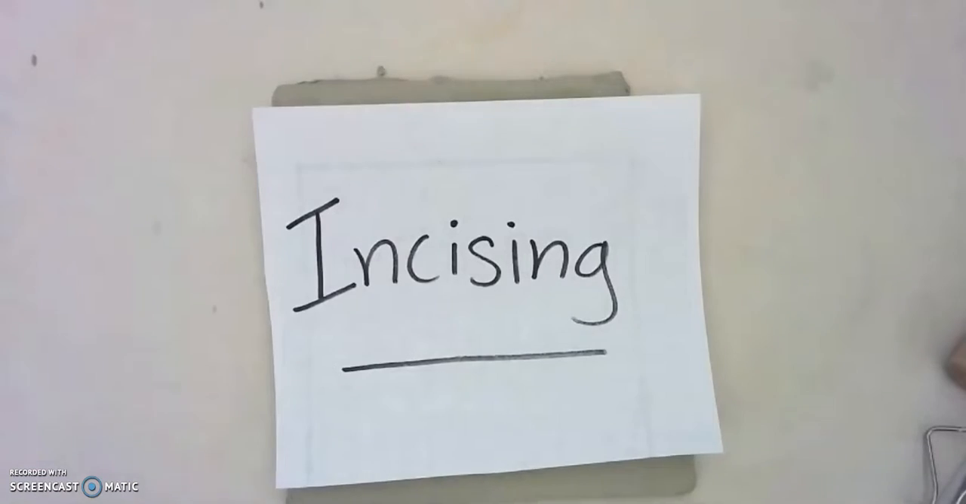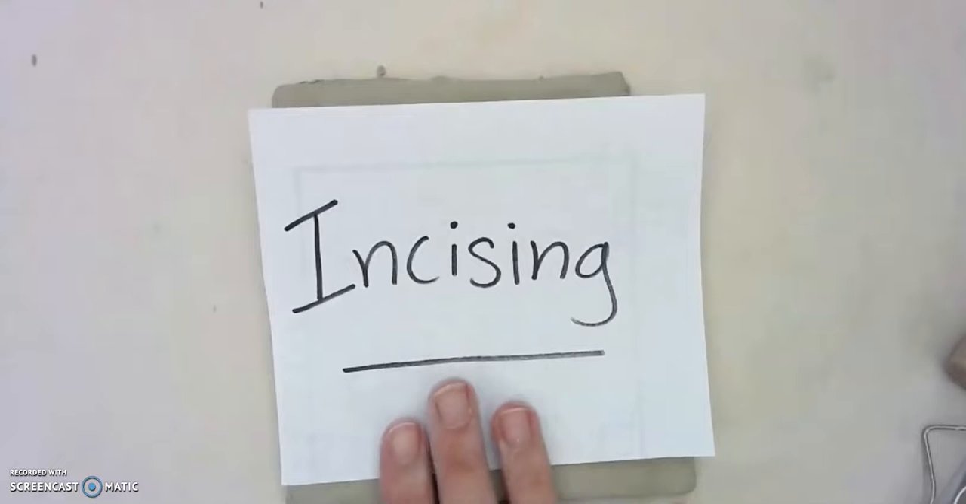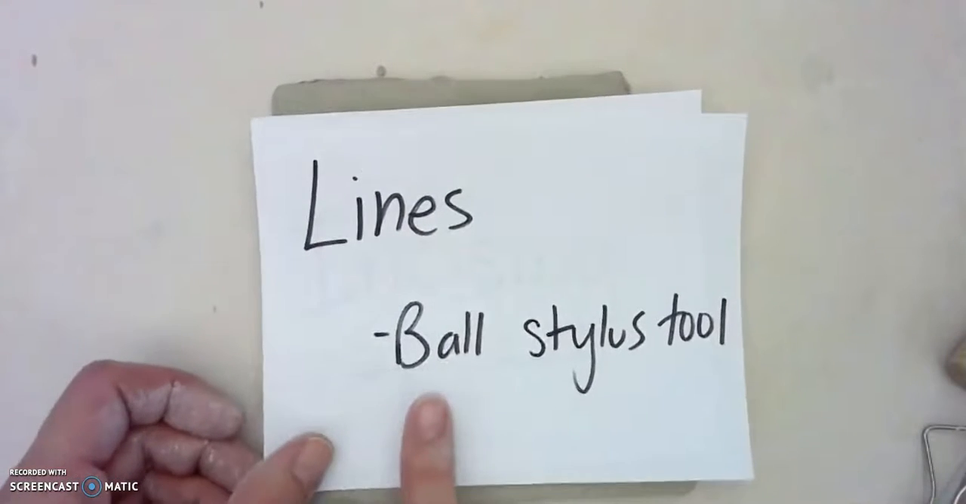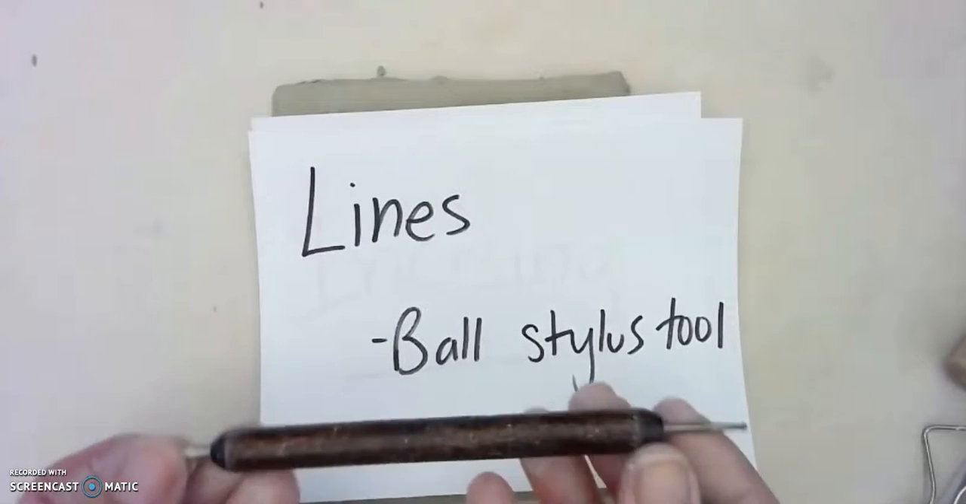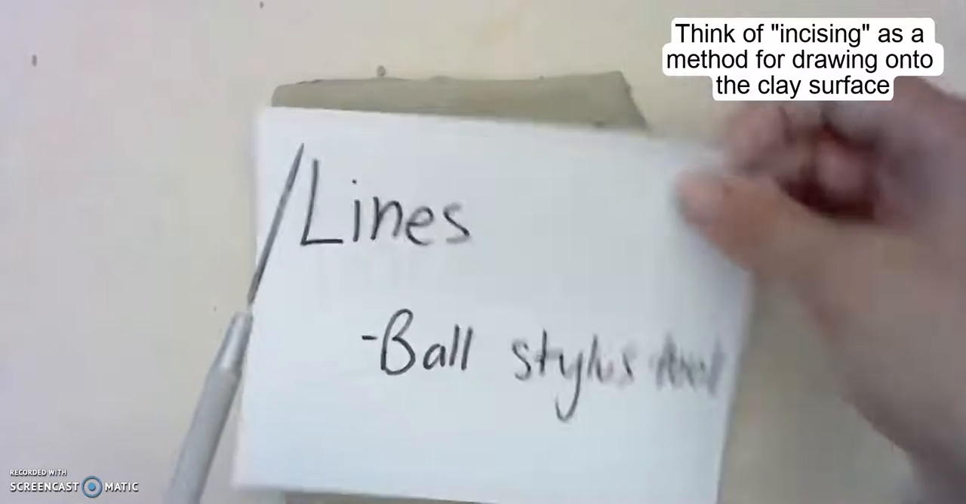Third texture method is called incising. So what you're doing is, typically with incising, we use that method to create lines. And the best tool to use is a ball stylus tool. It's a tool that has two little balls at the end. You could use your needle tool, but you'll end up with pretty thin lines.